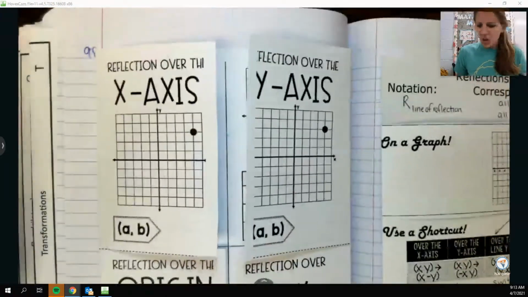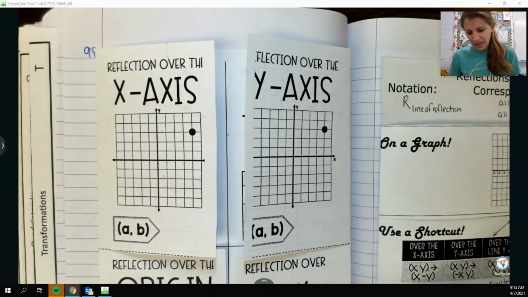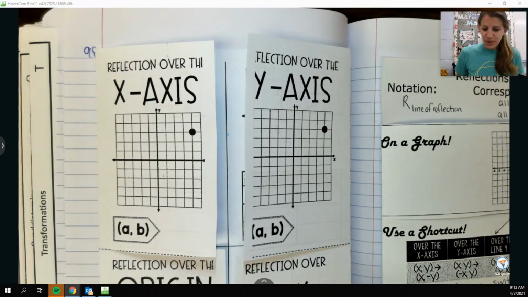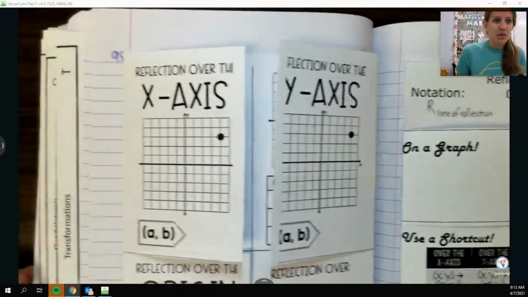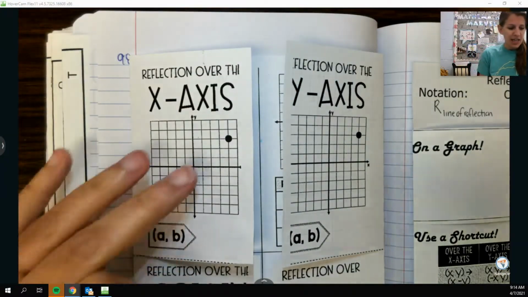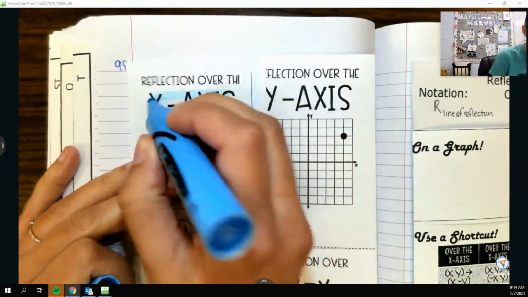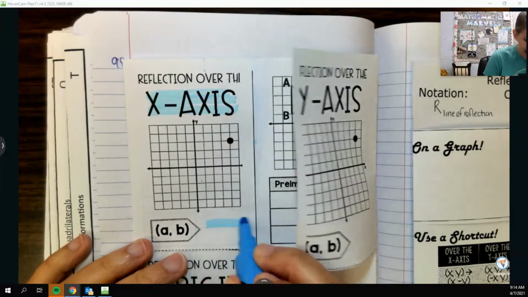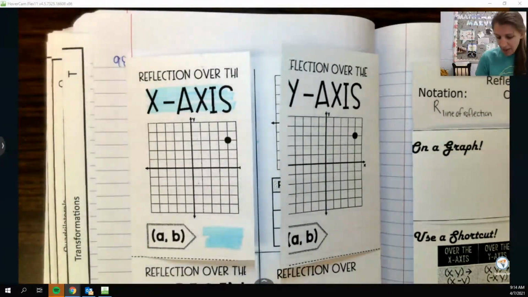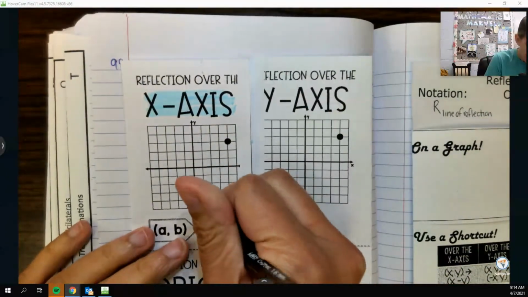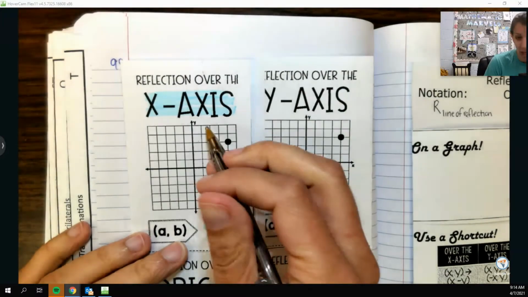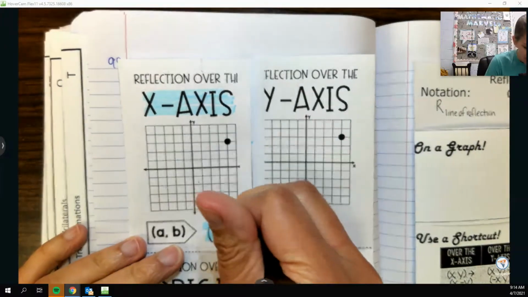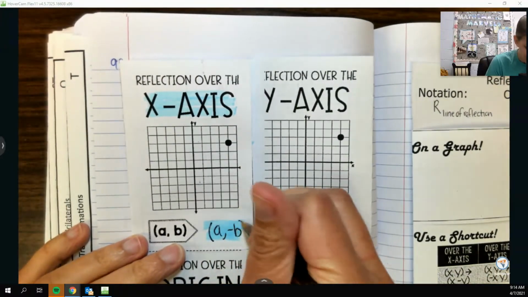Alrighty guys, let's do a whole bunch more examples about reflecting. One of the shortcuts that we talked about was if I reflect over the x-axis, we have a little bit of a shortcut for that. So if I have the point (a, b), my new point is going to just change y. So we'll have (a, negative b).